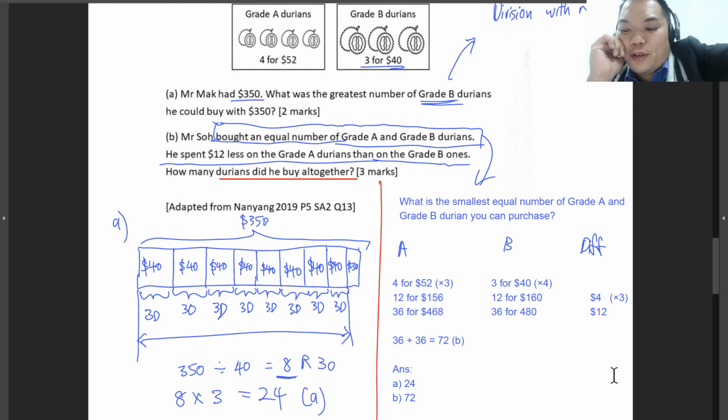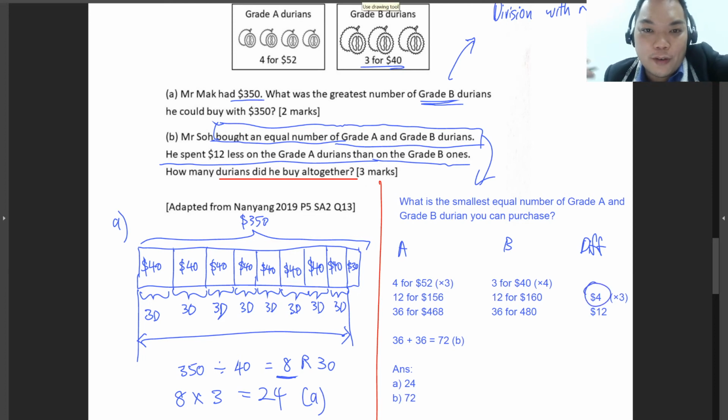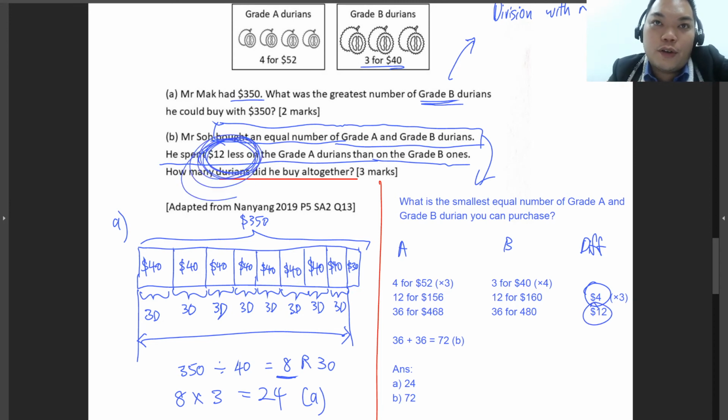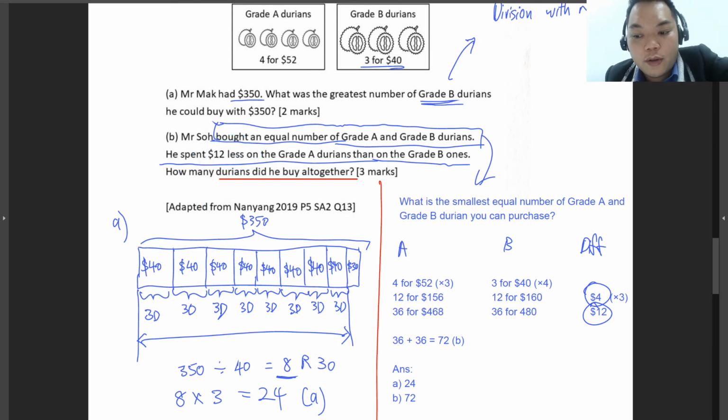Why times 3? Okay, you see the difference here at first is $4, right? Every smallest possible group, the difference is $4. So you want to have a difference of $12. Ultimately, you want to have a difference of $12. So you want to ask yourself, how many of these $4 do you need to form up that difference of $12?